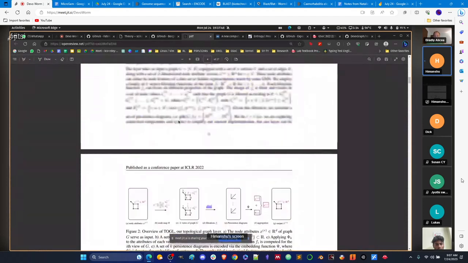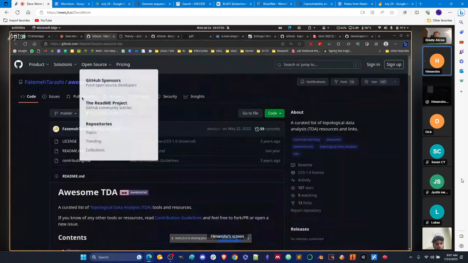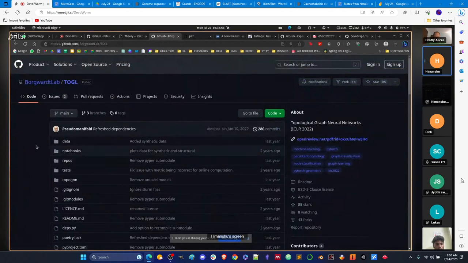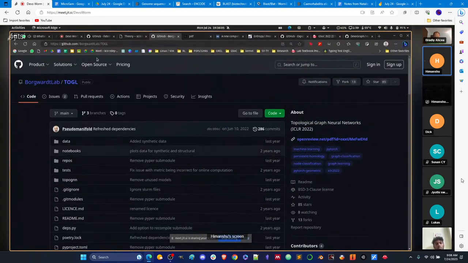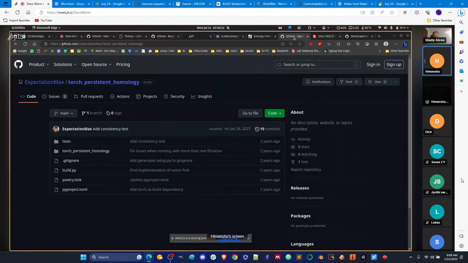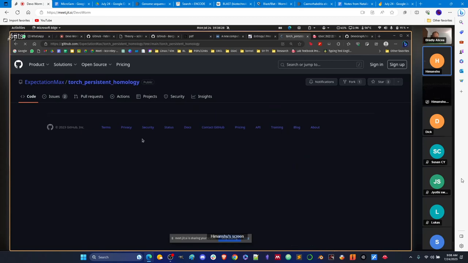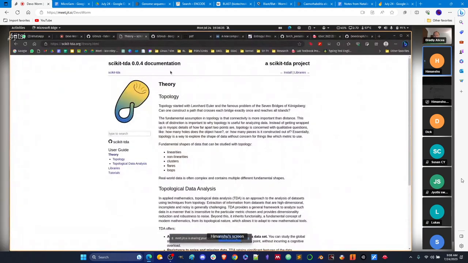Like this topological graph neural networks paper, and I've been looking at the GitHub repository for a while and trying to figure out how exactly they used it and how we can get similar results for our task, that is for cell tracking. They have done it on classification tasks like node and edge classification. So basically what they have used is something called the torch persistent homology repository, which is different from what most people have been using, that is the Scikit TDA one.